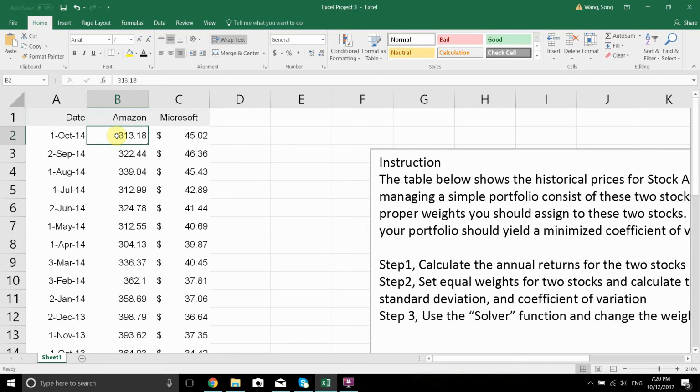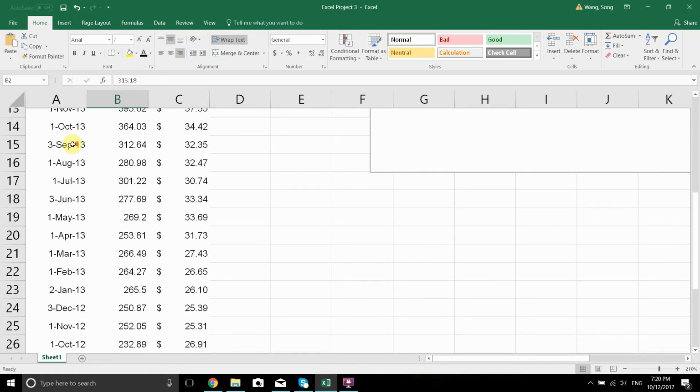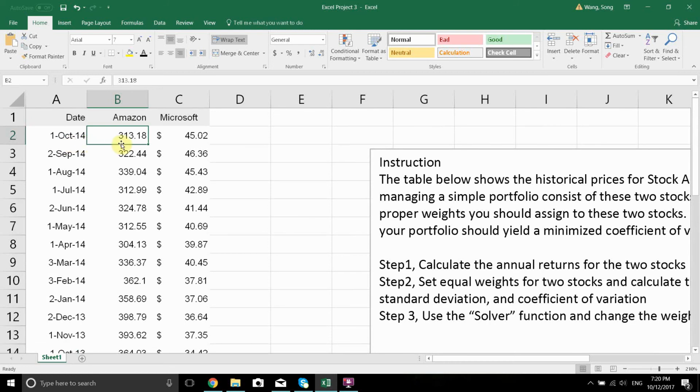So you see the stock prices for each different month from 2012 all the way to 2014. And these prices are all in dollar amount. And what I'm going to ask you is to form a portfolio. And of course, your portfolio is going to be composed of these two stocks. And then you are going to assign the proper weight, okay, the optimized weight to the portfolio, so your portfolio could have the best risk and return combination. So that's our subject here, okay?